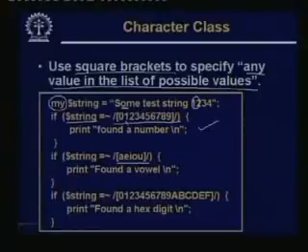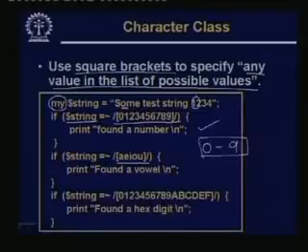Now just one point to note: these 0 1 2 3 4 5 6 7 8 9 are consecutive values. There is a short form also, you can write 0 dash 9. This also you can write within square brackets instead of writing so many symbols.